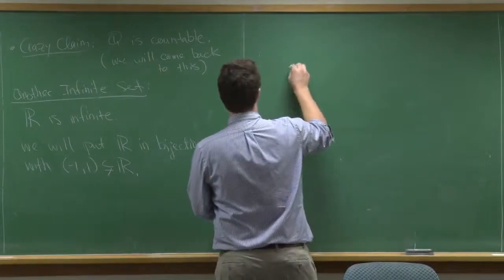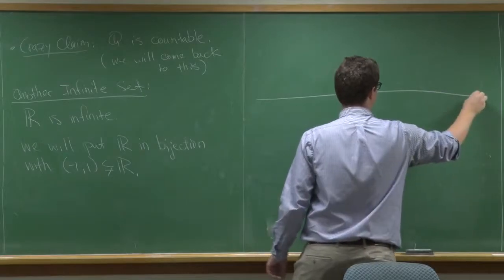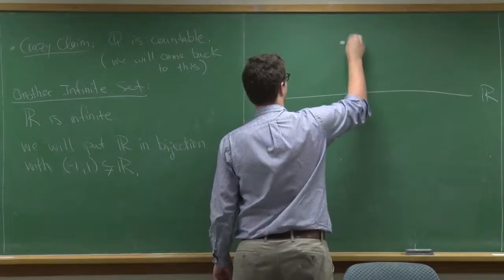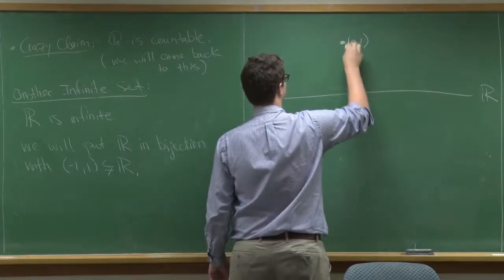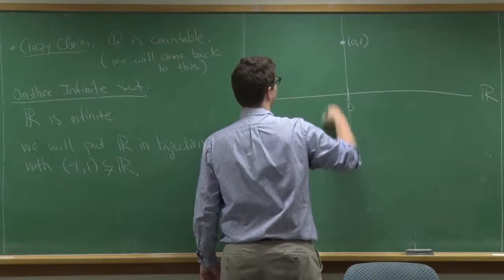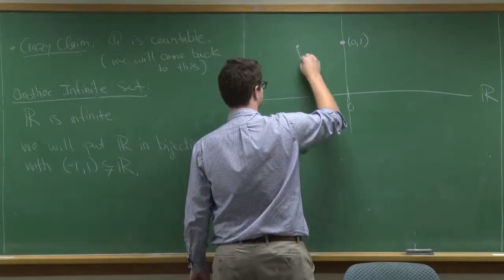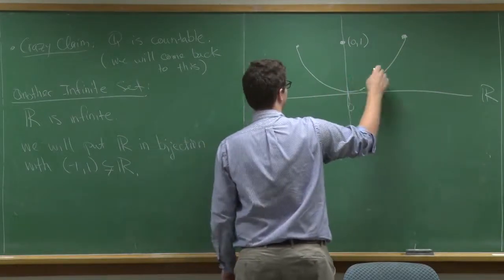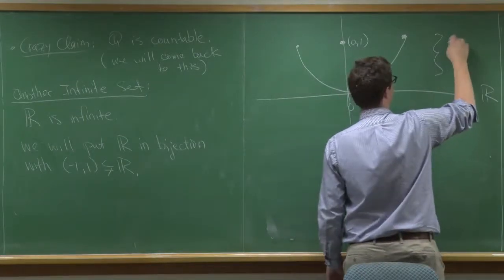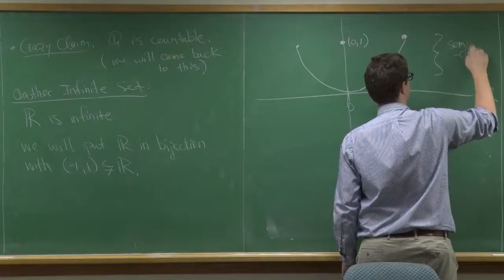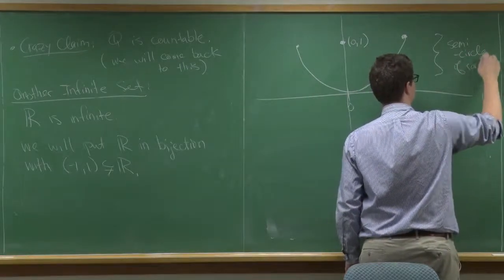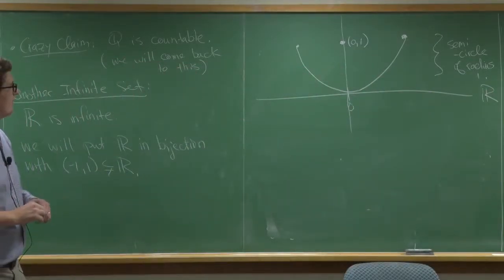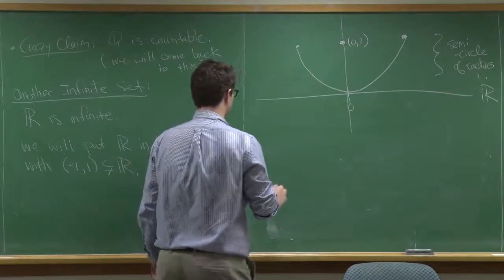So here's the real line. Here's 0. And I'm going to take the point 0, 1. So this is in the xy plane. Then I'm going to make a semicircle, like so, of radius 1. What I'm doing for you is a cartoon. It's not a proof.